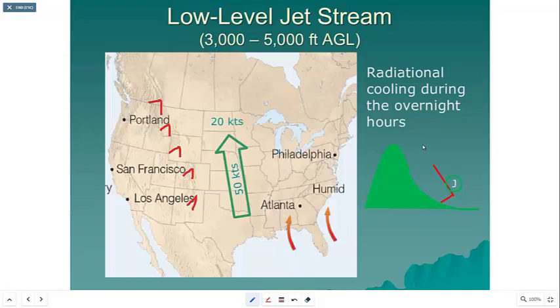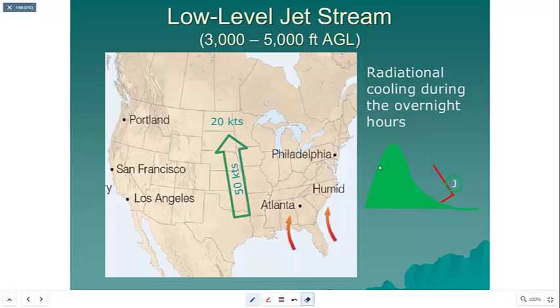So why is it an overnight occurrence? Well, we will have radiational cooling on the surface, so we'll get our coldest temperatures on the surface, and then it can stay warmer above us. So we develop this radiational inversion. And this low-level jet likes to form just above that inversion. And again, it'll pick up speed as the temperature contrast increases from the surface up to a few feet above the surface.